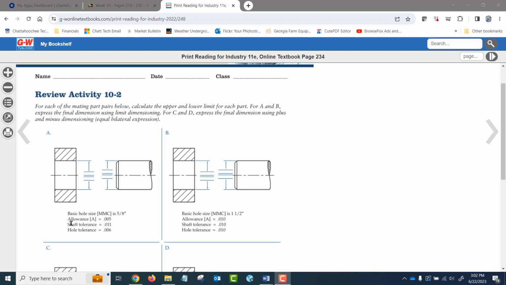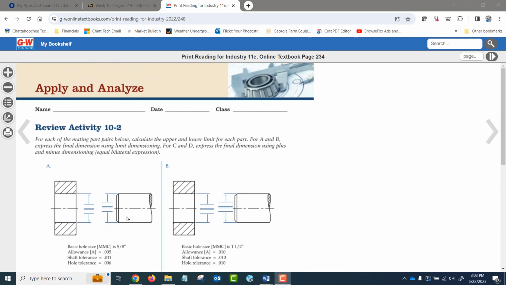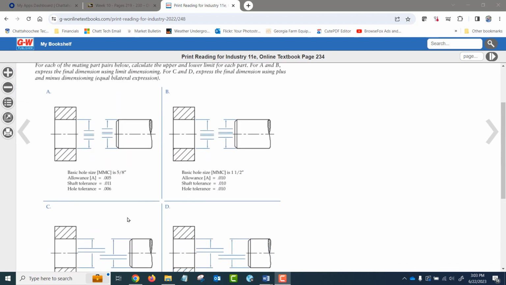And in some manufacturing situations, you may have company standard tolerances that don't fit with the chart. Okay, it is possible, it does happen. So the first two, you're calculating the upper and lower limits for each part, the shaft and the hole. And in the second two, you have to calculate that, but then you determine what is the bilateral expression for the plus minus.